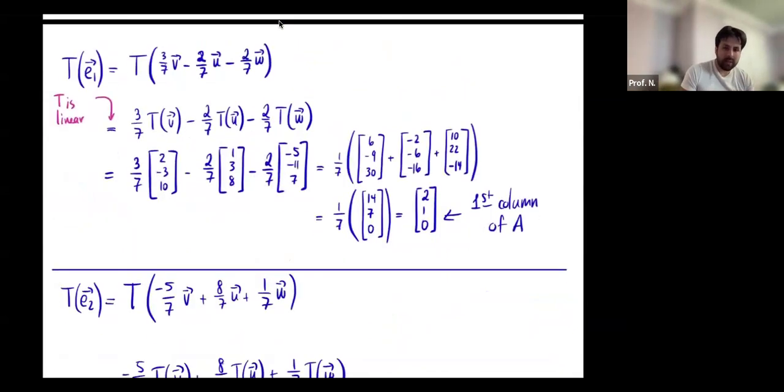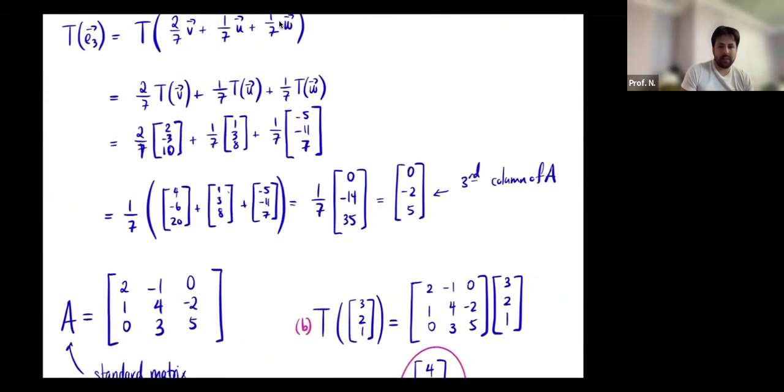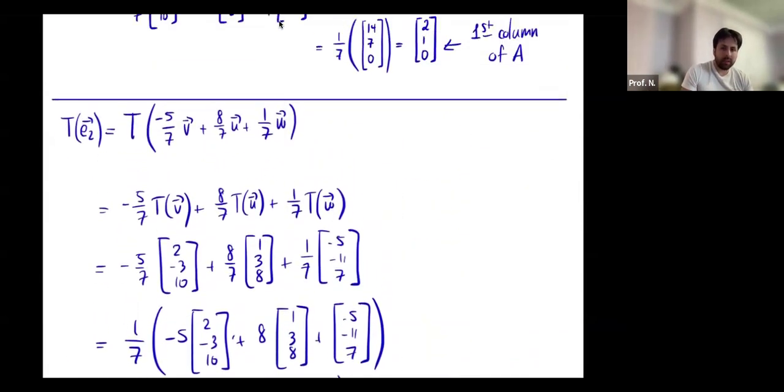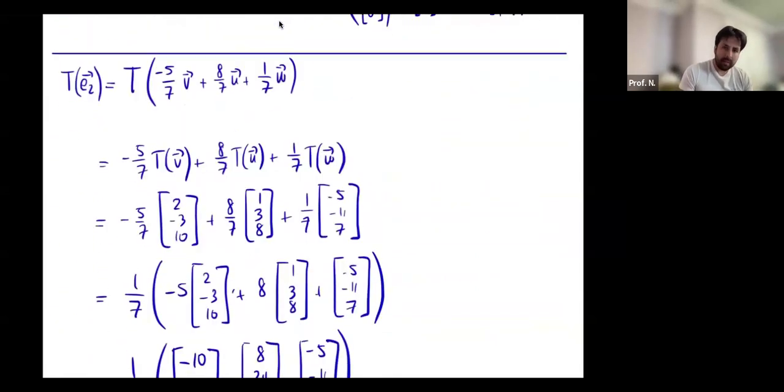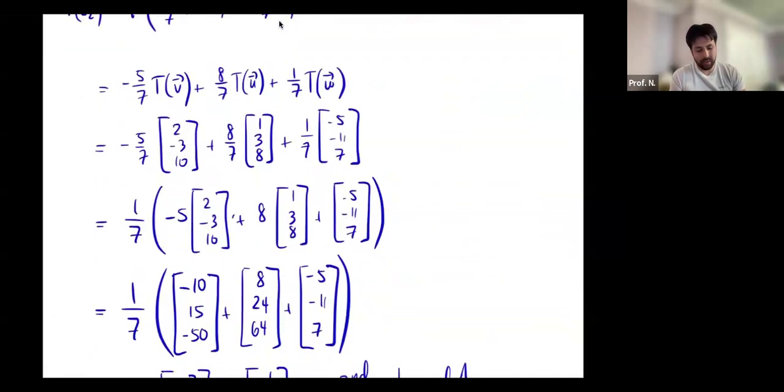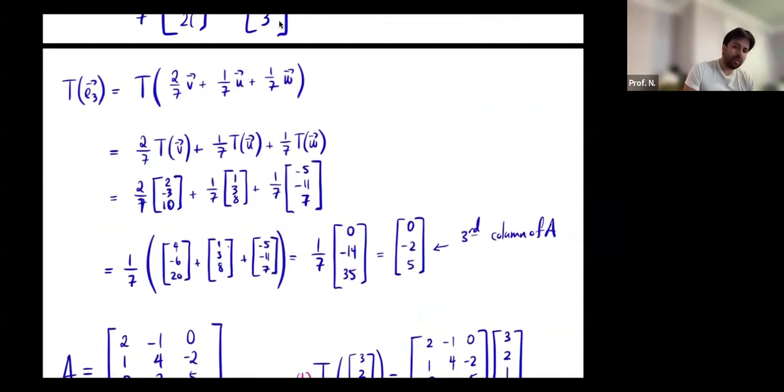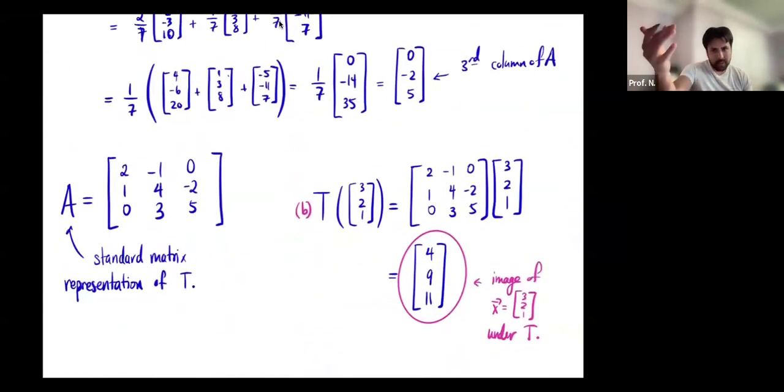And I do this once, twice, thrice. So I find the image of E1 based upon a linear combination of V, U, and W. I find the image of E2 based upon another linear combination of V, U, and W. And I find the image of E3 based upon the last linear combination of V, U, and W. Those images are precisely the columns for my standard matrix representation of T.